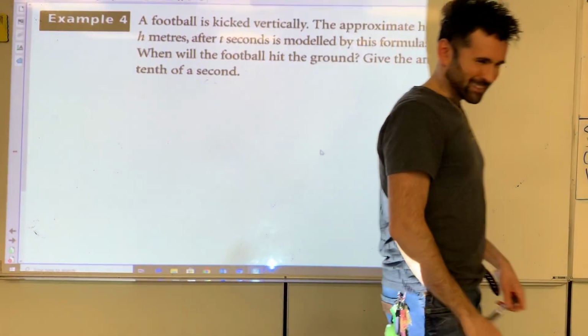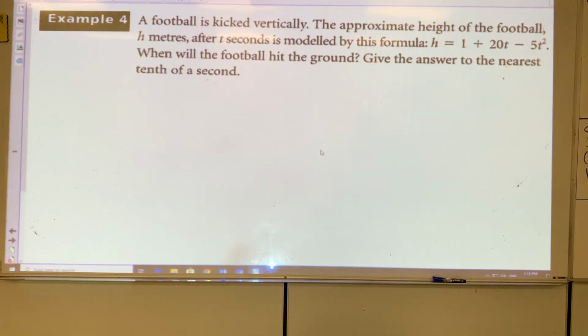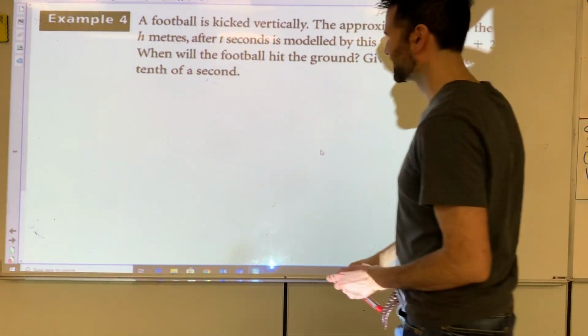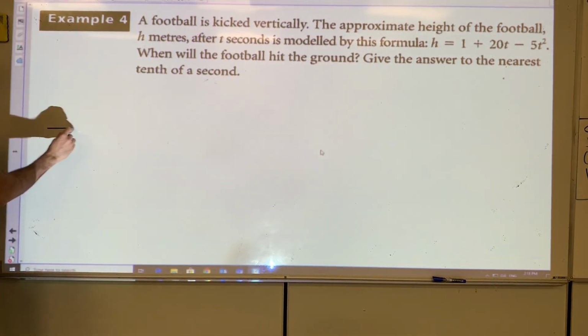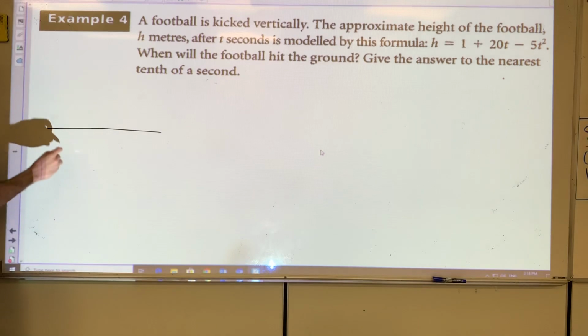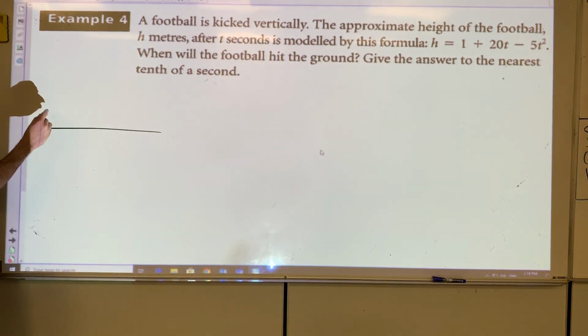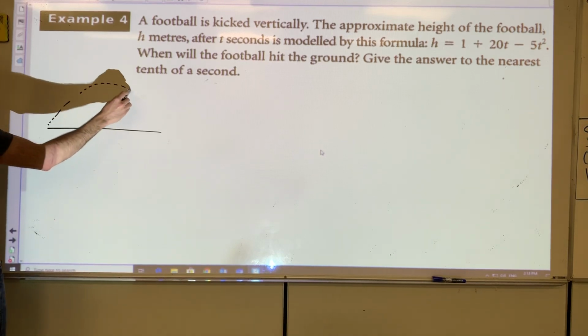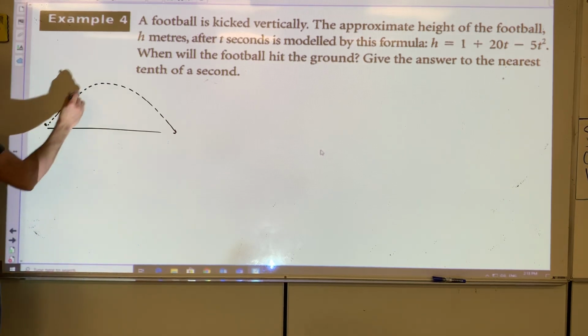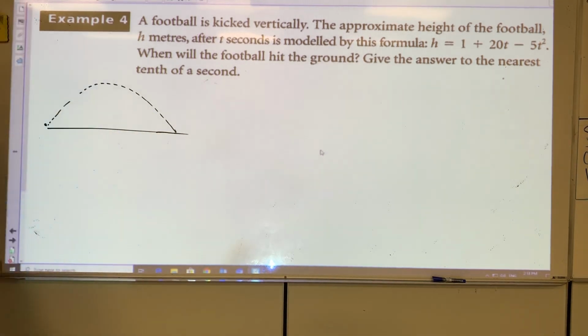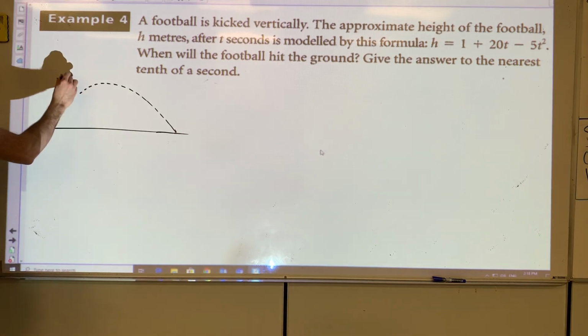Okay. Let me read the question. A football is kicked vertically. Was that up or down? Or sideways? That's up. So here's the ground. After 2 seconds, the formula is... okay. It's kind of like this. So here's the football. It starts here, flies through the air, hits the ground, and it's modeled by this formula.